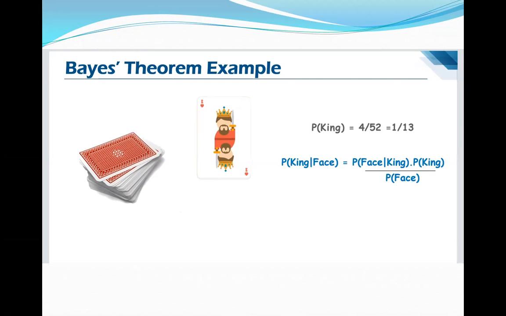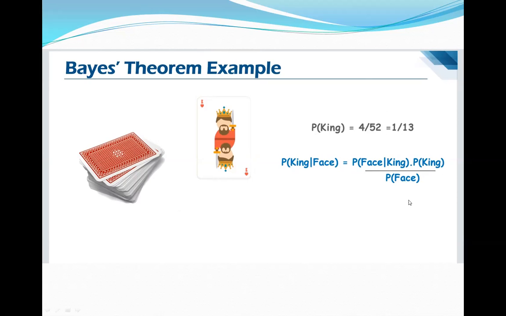Likewise, if I pick a card that is a king, what is the probability of picking a king given a face? That means given a face image. Which cards have a face image other than the king? Jack has a face, and the queen also has a face. This is how we can calculate this particular condition by using the naive Bayes theorem.